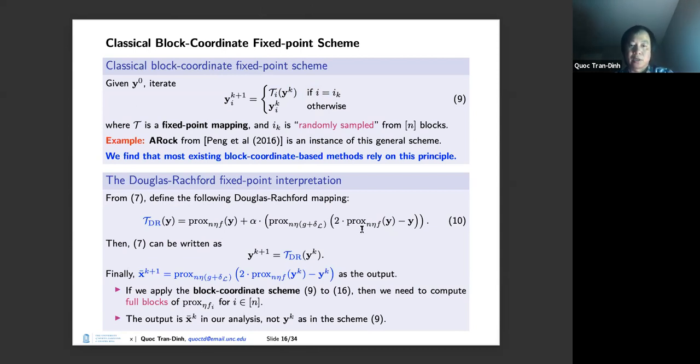However, for Douglas-Rachford, it's quite different, because the iteration here is in Y, an intermediate stage, not the output of the algorithm. That also creates a difficulty when we apply coordinate methods. At the same time, if we apply these methods to these operators, we still need to compute the full proximal operator here, because it is inside the operators instead of outside. So that also creates a difference between this and classical coordinate methods.